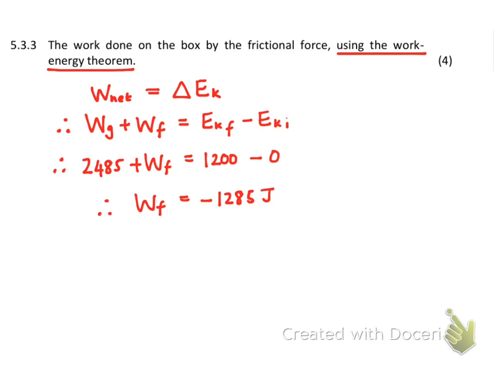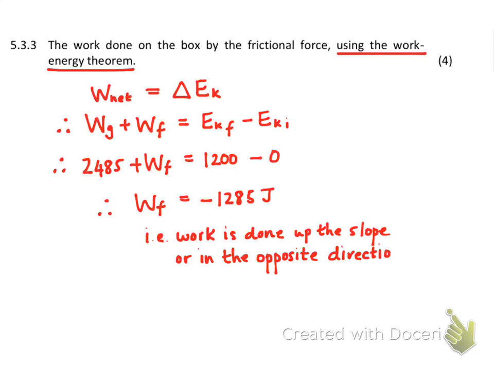Wherever you get a negative sign, you do need to interpret that sign, and in this case that means that the work is done up the slope or in the opposite direction to motion, which is obviously down the slope.